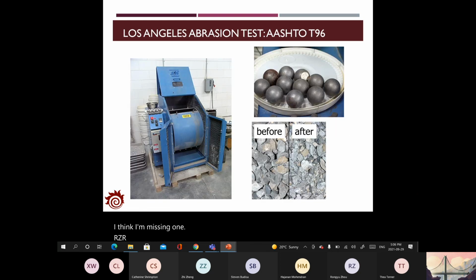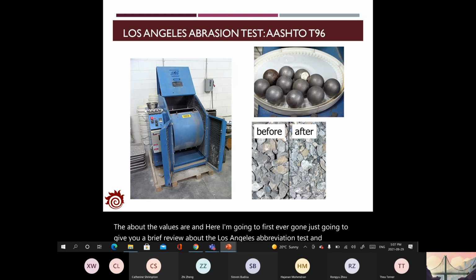The first physical property that we have to consider is called the Los Angeles abrasion loss. And there are also some specific requirements about the values. Here I'm just going to give you a brief review about the Los Angeles abrasion test. In this test, you will have very heavy steel balls, and you will put these steel balls.